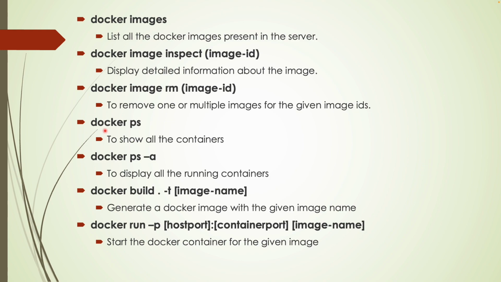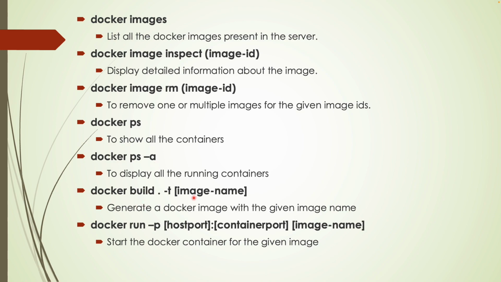Then what is docker ps? Docker ps will display all the containers that are running in my server. Docker ps -a will display all the containers. So what is the difference between ps and ps -a? If a container is stopped, docker ps -a will show it even though the container is stopped, but docker ps will display only the running containers. It will not display the stopped containers.